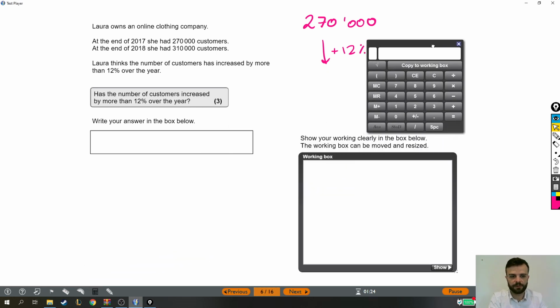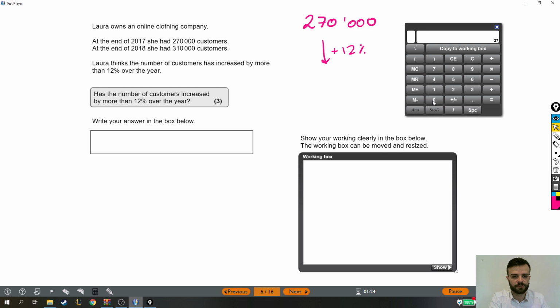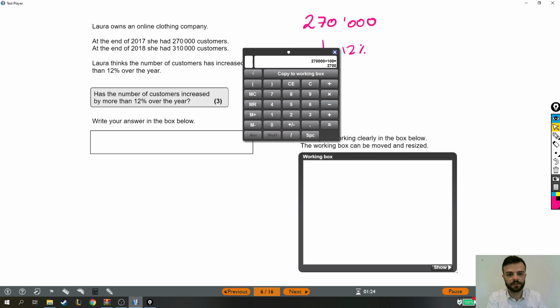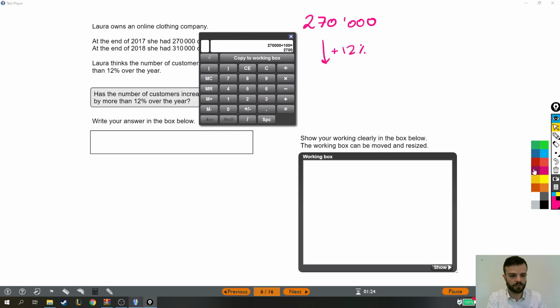Now, we are on a calculator paper, so we're going to take 270,000 and we're going to divide it by 100. The reason why we divide by 100 is because a percentage is out of 100, so when we divide by 100, we are finding 1%. So let's make a note of this off to one side. What are we doing? We found that 1% is 2,700, and remember, because a percentage is out of 100, when we divide by 100, we get 1%.